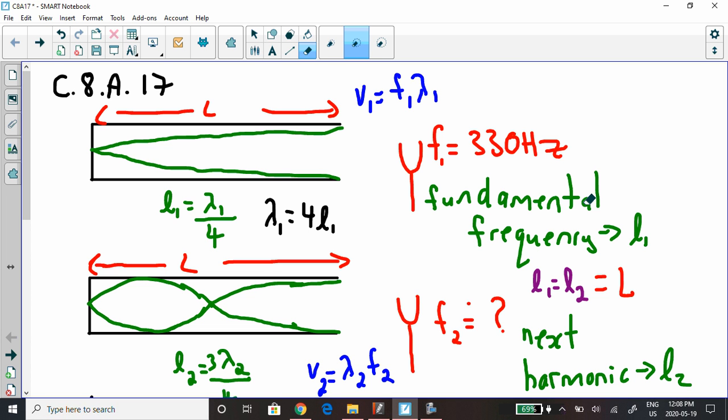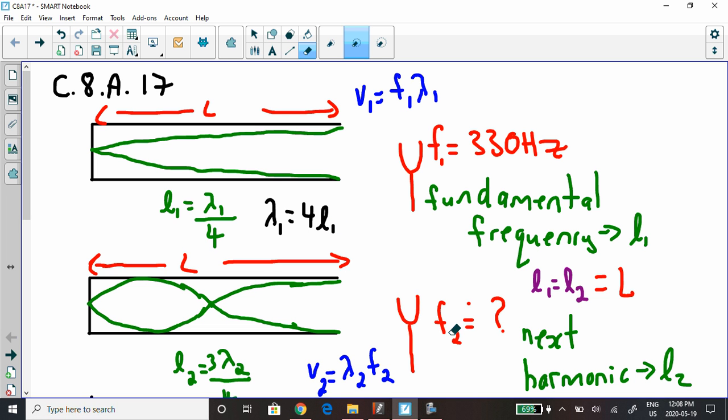Since it's the fundamental frequency, this 330 hertz, it will produce a first resonance length, L1, which we know is a quarter of the wavelength of the sound producing resonance in the fundamental frequency, because lambda by 4 is always the first length. Whatever length this tube is, let's say it's big L, we rearrange this equation and say that lambda 1 is equal to 4 times the first resonance length L1.